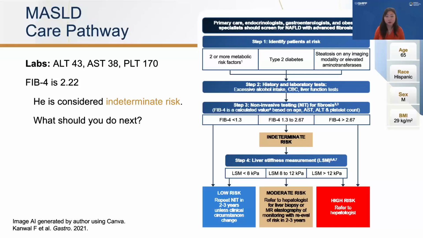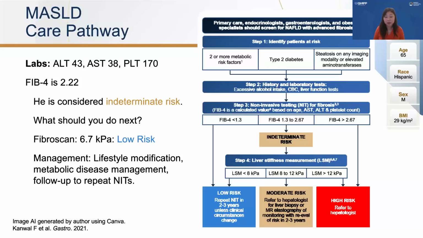Albert falls into that indeterminate risk zone, so he needs a FibroScan test, and his FibroScan shows 6.7. If you look here on the chart, it's less than 8 kilopascal, so he is considered low risk, and you can continue to monitor and follow him in your clinic. It is recommended that you counsel Albert on lifestyle modification, treat his metabolic disease, and repeat NITs in 2 to 3 years.